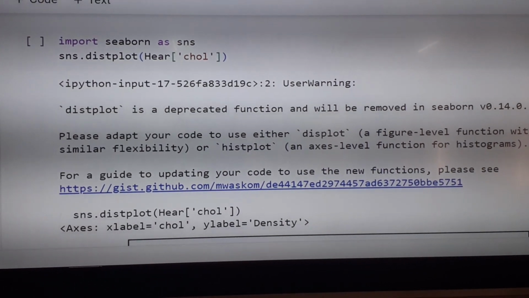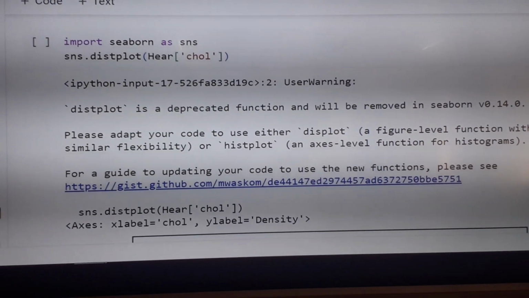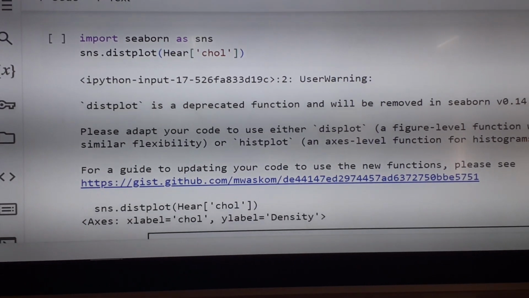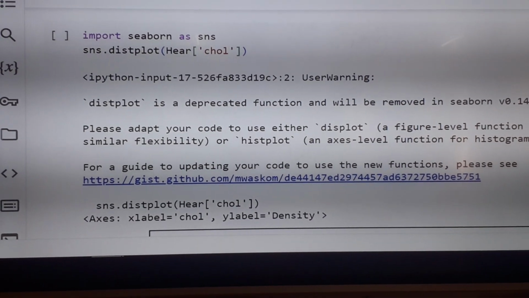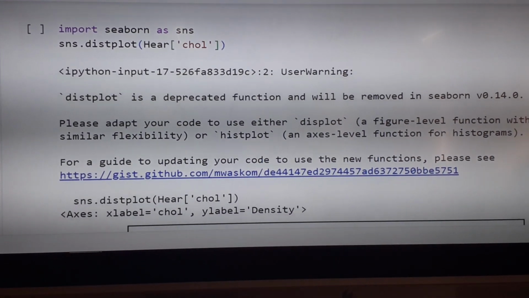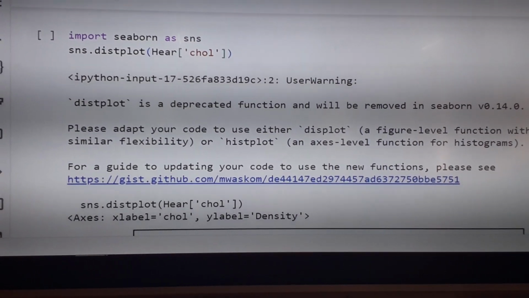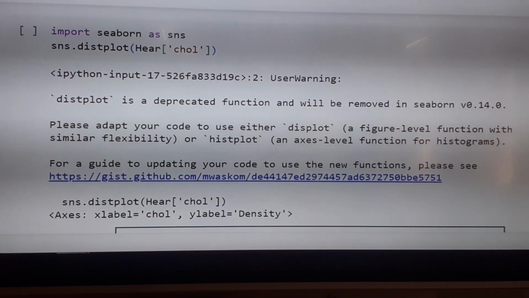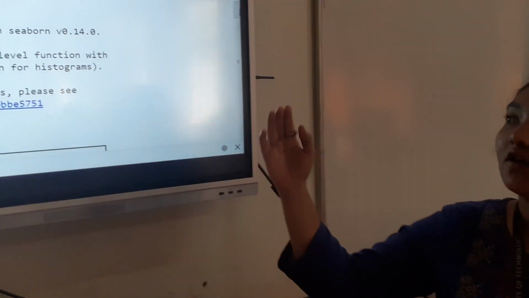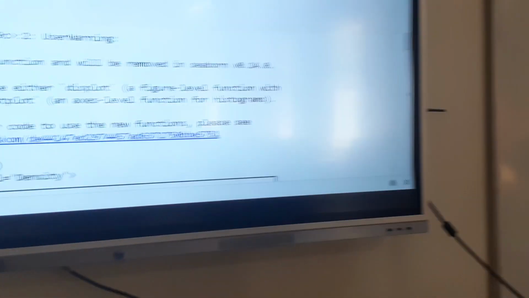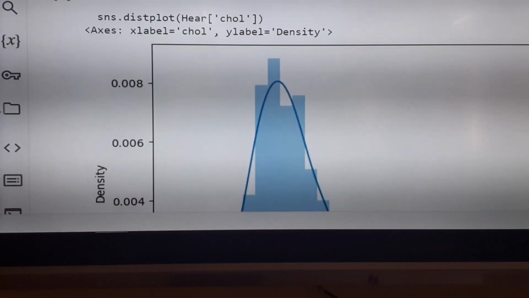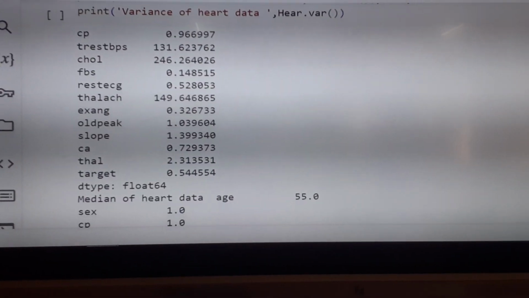Next, I have imported Seaborn as sns, where Seaborn has many different types of graphs. You can use them to plot different types of graphs. In that, the first one is your distribution plot. So distribution plot is used for any single variable. In this case I have used the cholesterol level. So the graph, it's here.